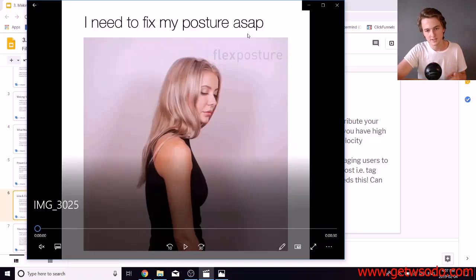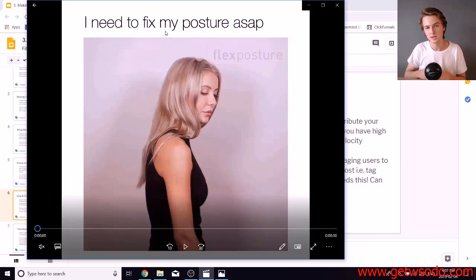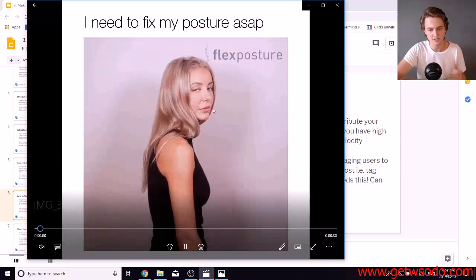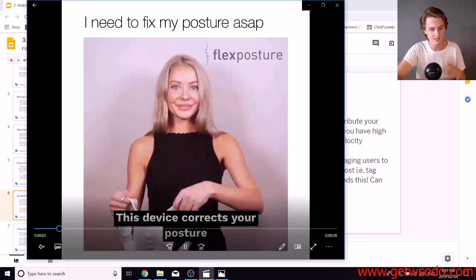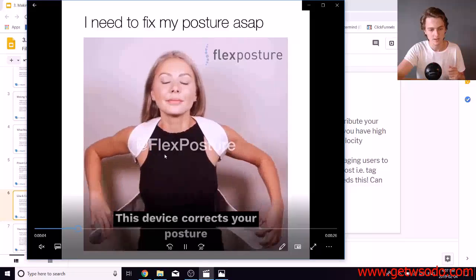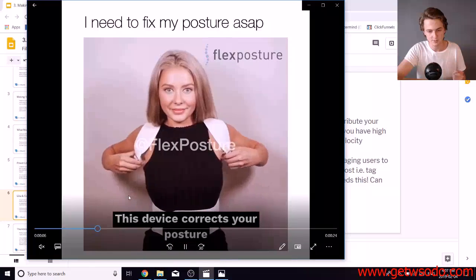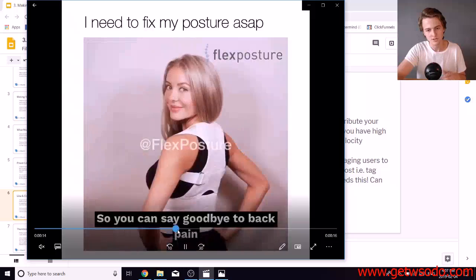Now, notice how I didn't say like fix your posture ASAP with @FlexPosture, right? I could have done that, but I wanted to make it look like it was the owner of the page, the person that the people actually followed, and I made it seem like it was that person commenting on my ad, right? I need to fix my posture ASAP, and then I just had a nice video, the same video that I used for Facebook. And then I also put my watermark here to make sure that people don't copy it. But that's what I was doing.